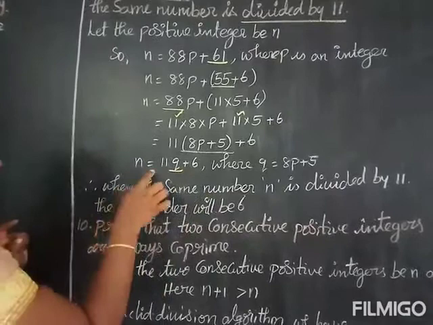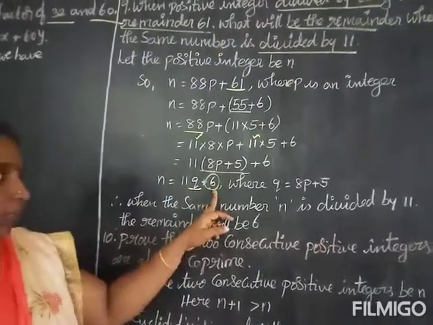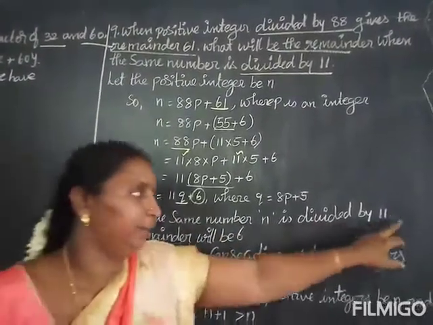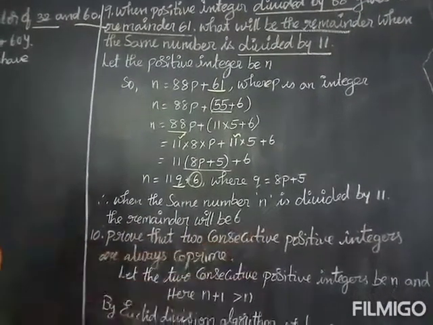So it is in the form a equals bq plus r. So what is the remainder then? 6 is the remainder. Is it clear? So when the same number is divided by 11, the remainder will be 6. That will be the answer.